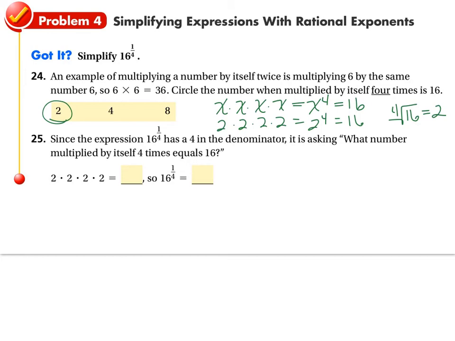Okay. Now, using radicals, we see that 16 to the 1/4 power has a 4 in the denominator of the exponent. So it's asking what number multiplied by itself 4 times equals 16. So 2 times 2 times 2 times 2 equals 16. So 16 to the 1/4, which another way of writing this, where this 4 is called an index, is 2. Note that this and this is the same thing, just written two different ways.